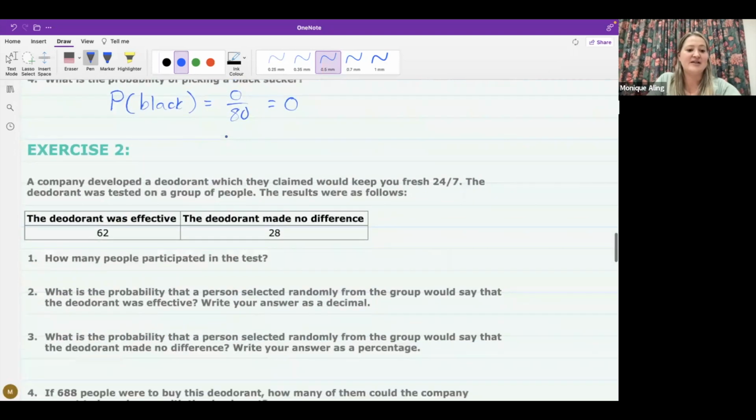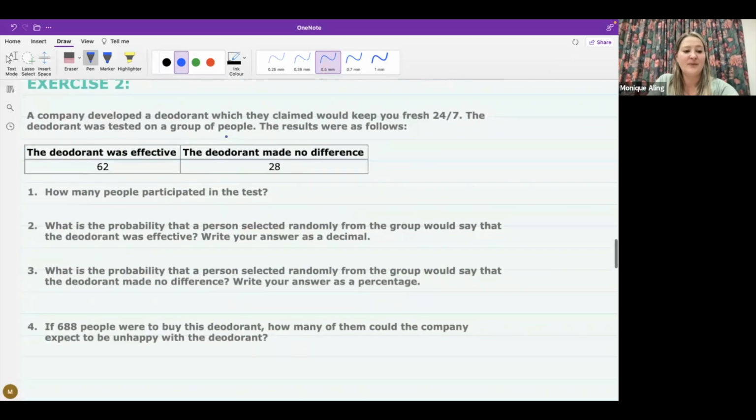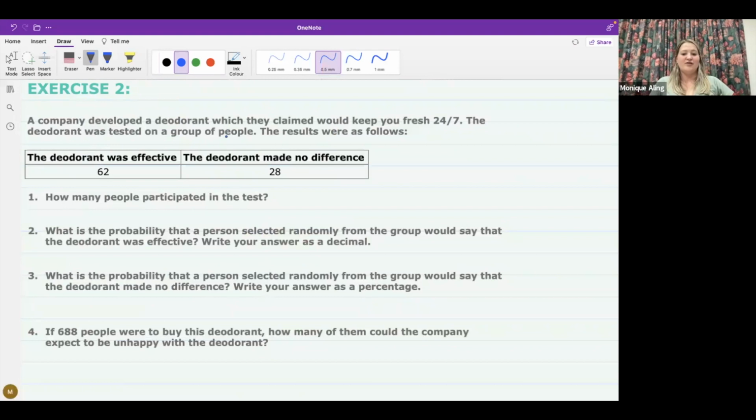Let's have a look at exercise 2. It says, a company developed a deodorant which they claimed would keep you fresh 24/7. The deodorant was tested on a group of people. The results were as follows. 62 people thought the deodorant was effective, and 28 people said the deodorant made no difference to them. For the first question, they have asked, how many people participated in the test?